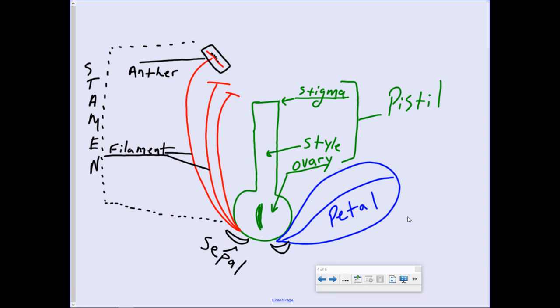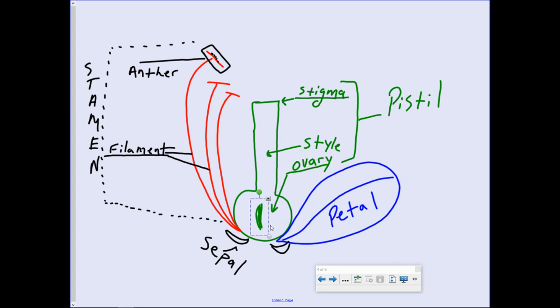So just to give you a synopsis of each one of those, our stamen is divided into the anther, which is at the very top, and our filament, which is that long stalky thing that supports our anther. Our anther carries pollen. Pollen is the male sex cell. And then our pistil, the very top portion of our pistil is called the stigma. The middle portion is called our style. And then the bottom portion down here is called our ovary.